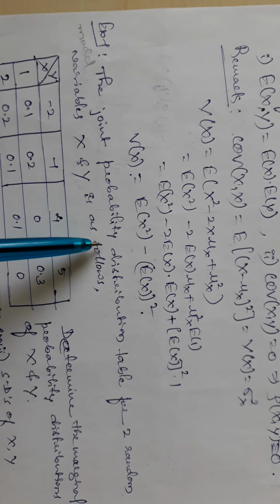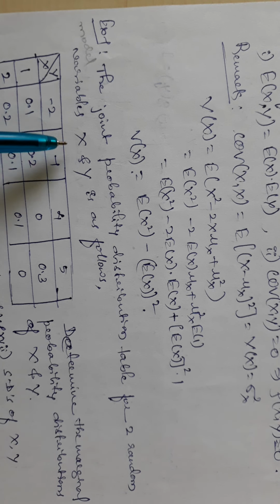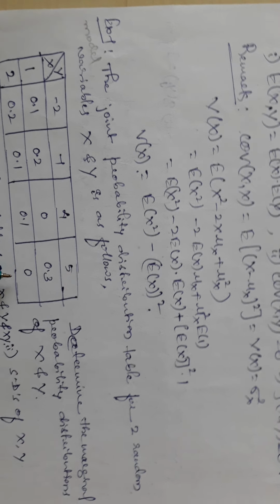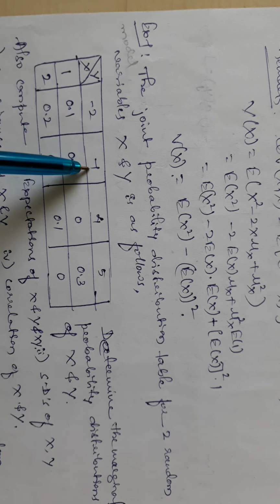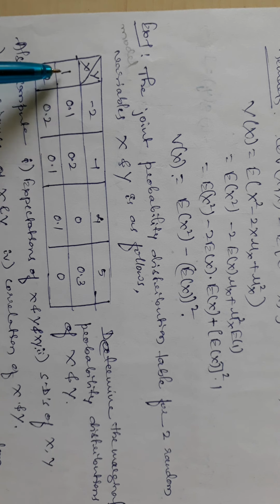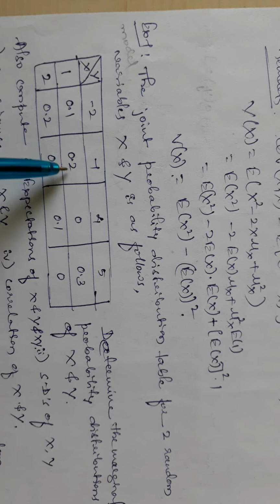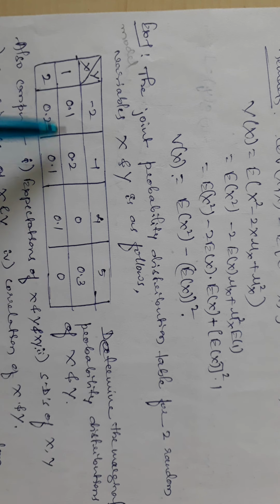The joint probability distribution table for two random variables x and y is as follows: row values are x, that is 1, 2, and column values for y are -2, -1, 4 and 5, and these are the joint probability values. When x is 1, y is -2, the joint probability value is 0.1. When x is 1, y is -1, it is 0.2. When x is 1, y is 4, it is 0. When x is 1, y is 5, it is 0.3.